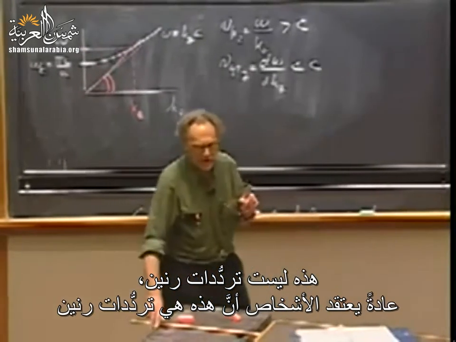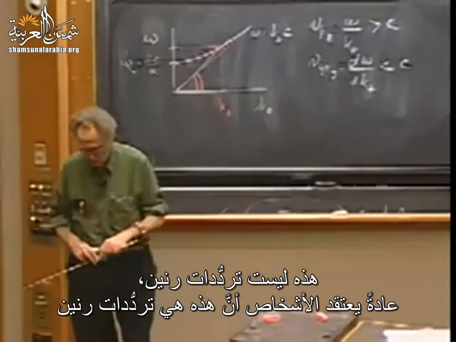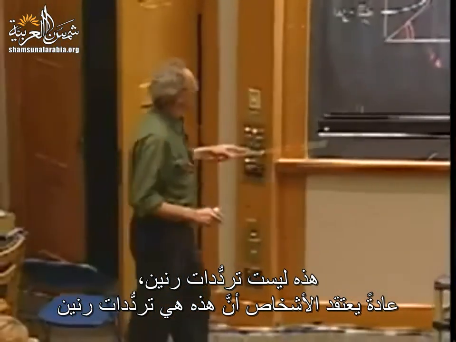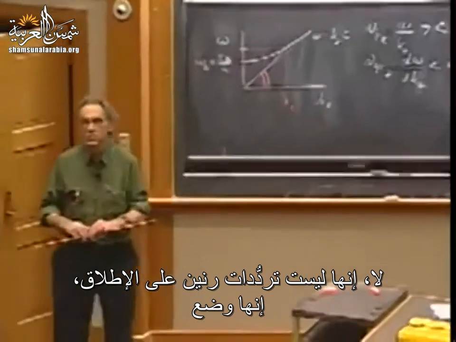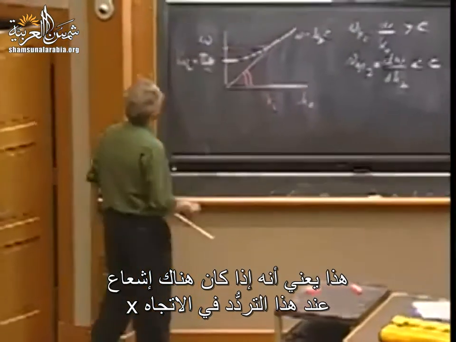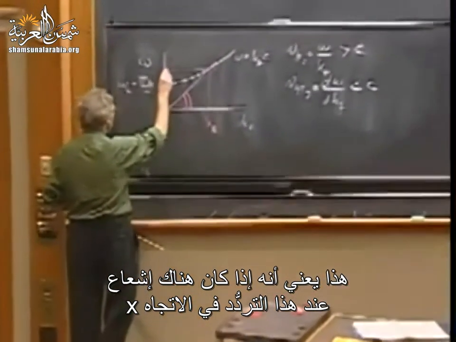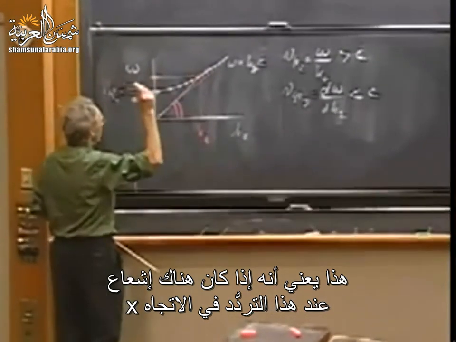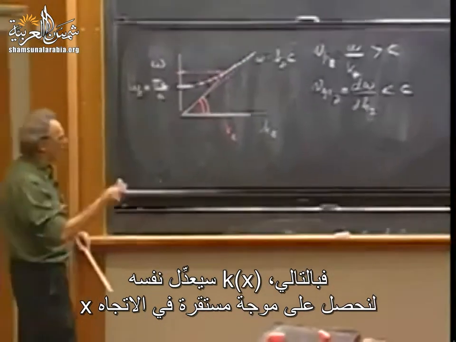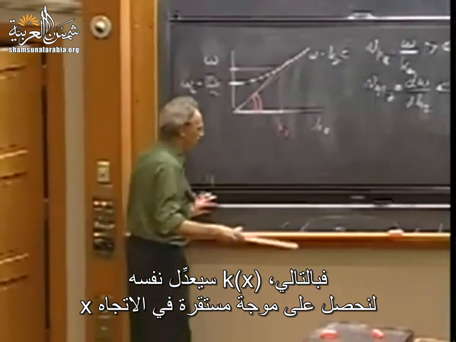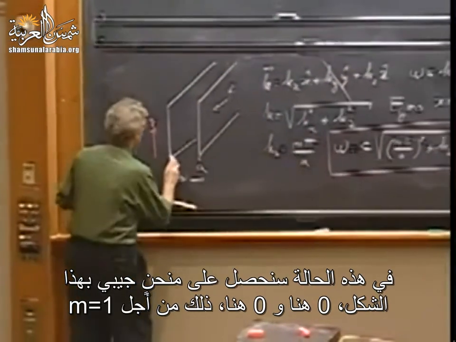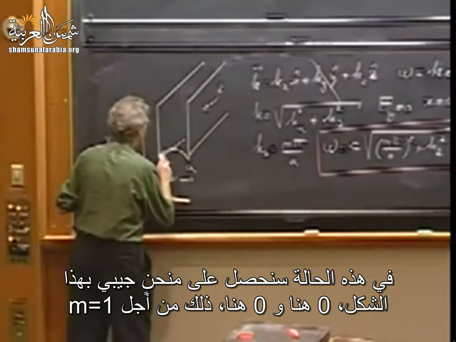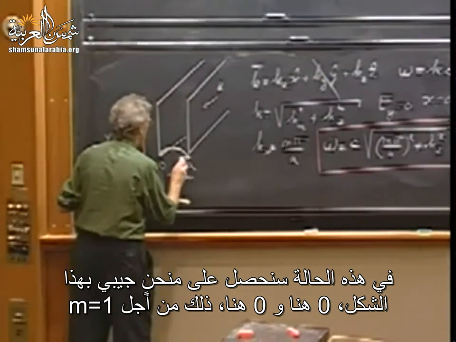There is no such thing as resonance frequencies. Often you people think that these are resonances. No, it's not a resonance at all. It is a mode. It means that if you have radiation at this frequency, in the x direction, kx will adjust itself such that you get a standing wave in the x direction. In this case, you get something like this, a nice little sinusoid, 0 here and 0 here.